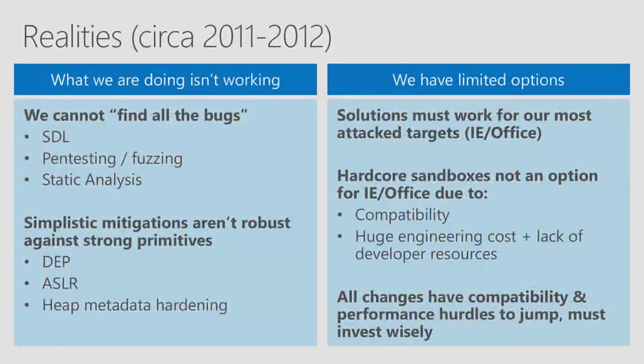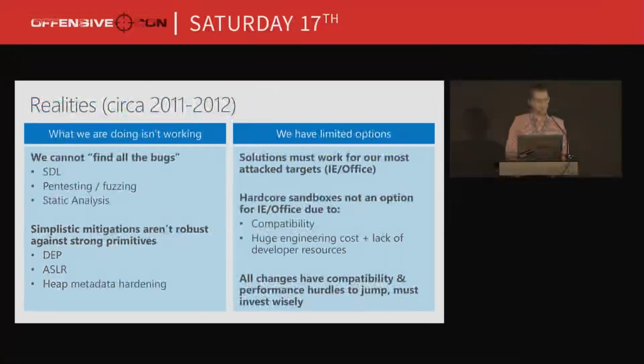And there are some realities that we have to deal with. This slide is all framed around what was going on in 2011, 2012. We have things like the SDL, we fuzz, we do pen testing, we have static analysis tools we work on. But no matter what we do, we just can't seem to find all the bugs. People keep finding them. We've also implemented a bunch of simplistic mitigations like DEP, we have ASLR, we've done hardening on our heap metadata, et cetera. But these simple mitigations are just not proving to be robust against the really strong primitives that people are starting to get out of their bugs, especially in the web browser.